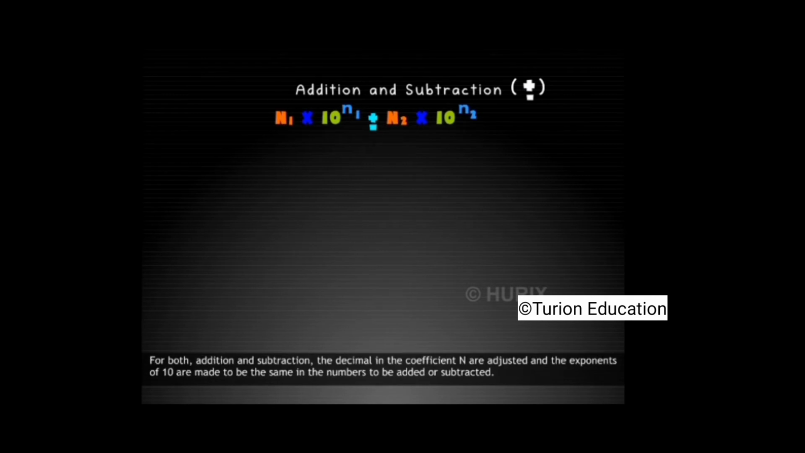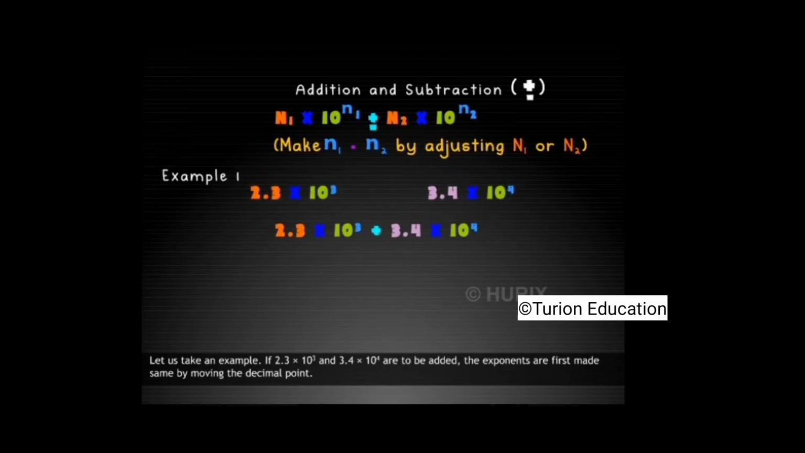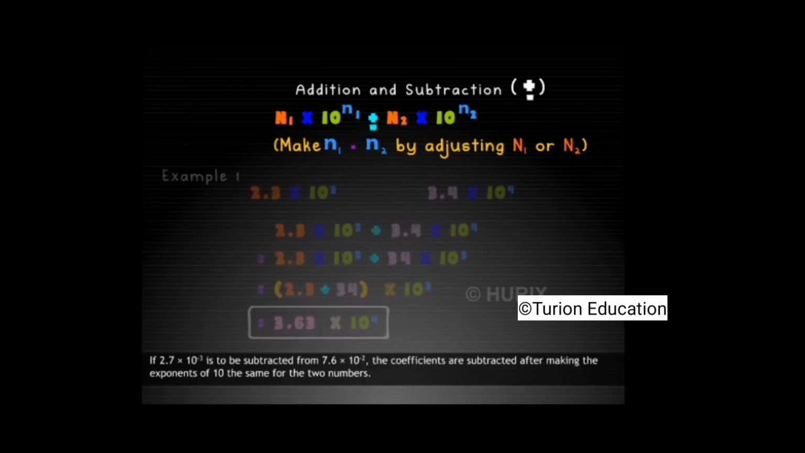For both addition and subtraction, the decimal in the coefficient n are adjusted, and the exponents of 10 are made to be the same in the numbers to be added or subtracted. The coefficients are then added or subtracted as the case may be. Let's take an example. If 2.3 into 10 raised to 3 and 3.4 into 10 raised to 4 are to be added, the exponents are first made the same by moving the decimal point. Then the coefficients are added, and thus the sum obtained is 3.63 into 10 raised to 4.